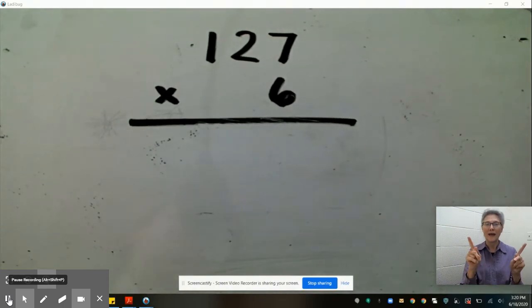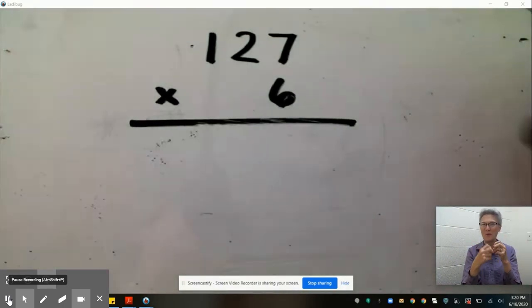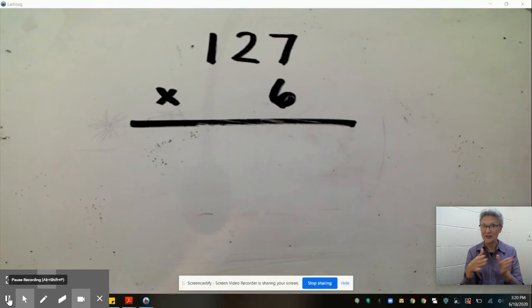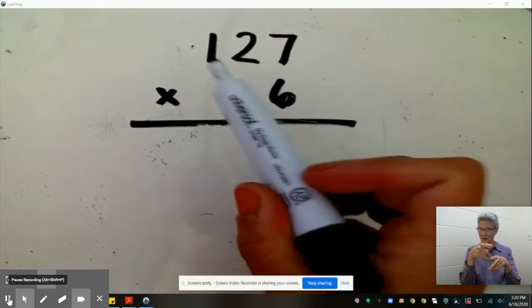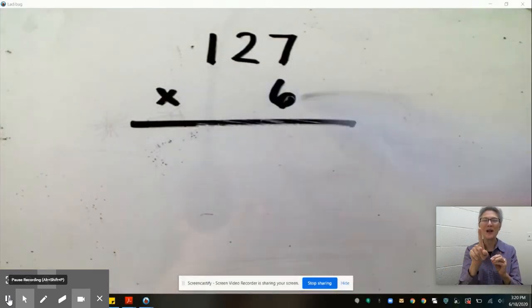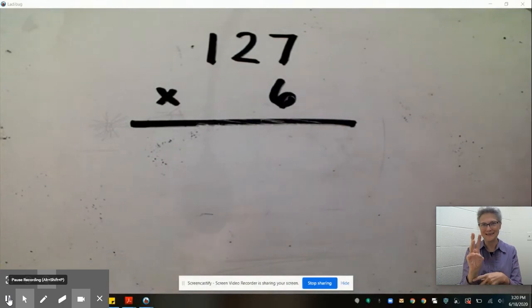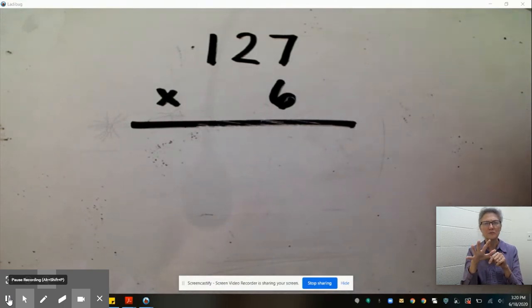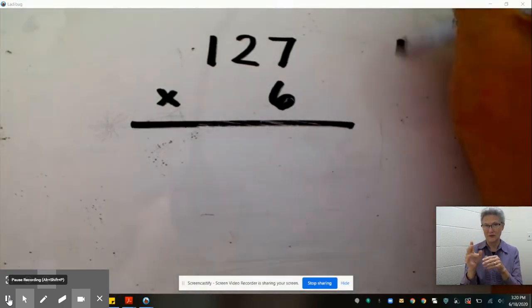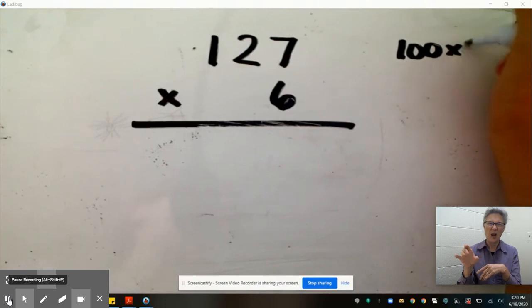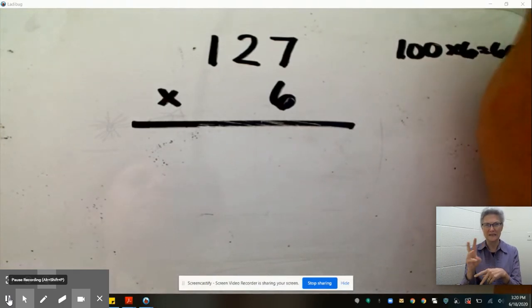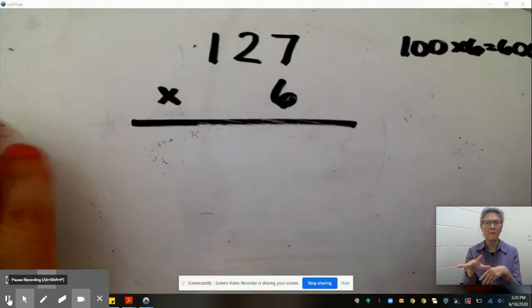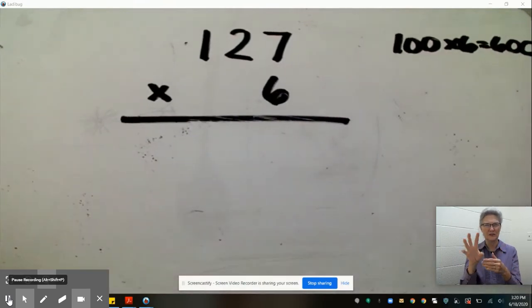I'm going to model one more problem using this strategy before you have a chance to try it on your own. So here I have the number 127 times 6. I'm going to make a quick rough estimate so that I know my final product is reasonable. I'm going to round 120 to the nearest 100, which is 100. So 100 times 6 is 600. So my answer should be somewhere near 600.